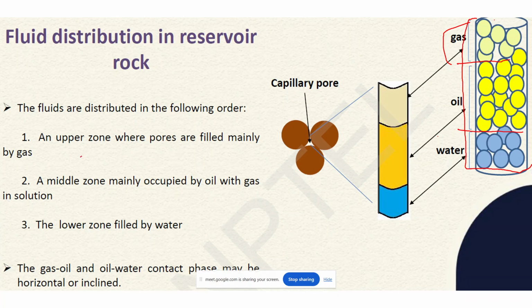So basically, the fluids are distributed in the following order. Upper region, where pores are mainly filled by gas, as we can see here, depending on its density. Then it is filled by oil and then by water. It is not possible, as you all know, that in ideal condition we can say, okay, here gas is present, here oil is present, and here water is present. But there is no such distinct demarcation ever possible.